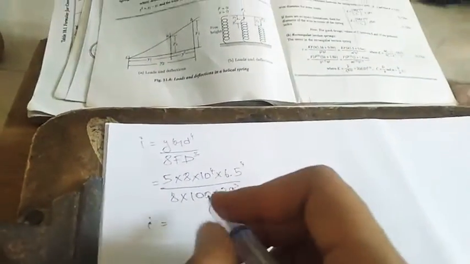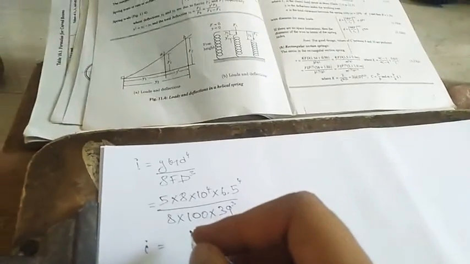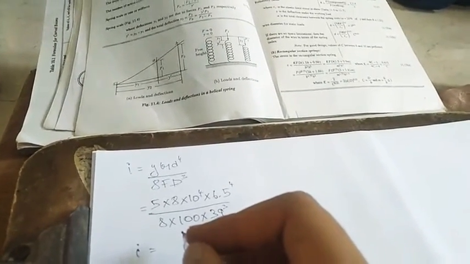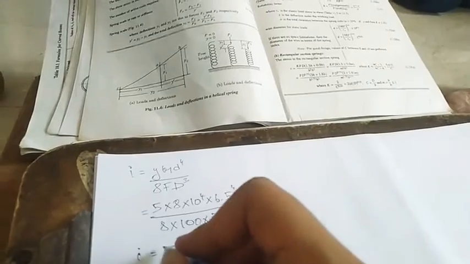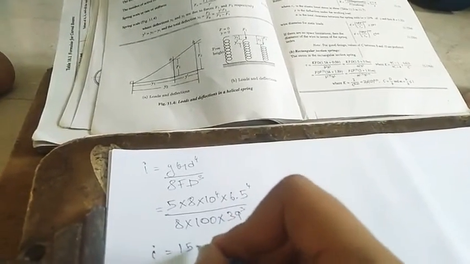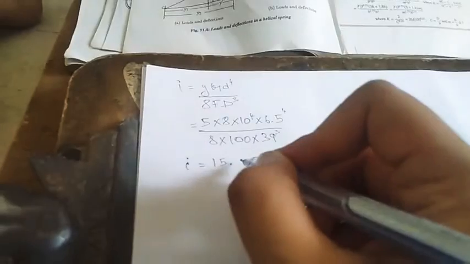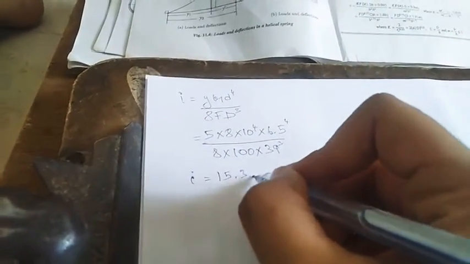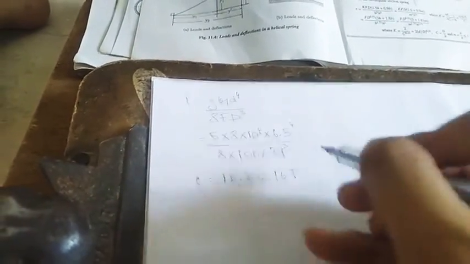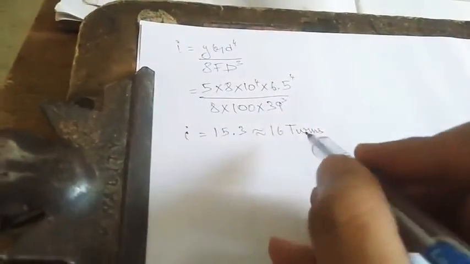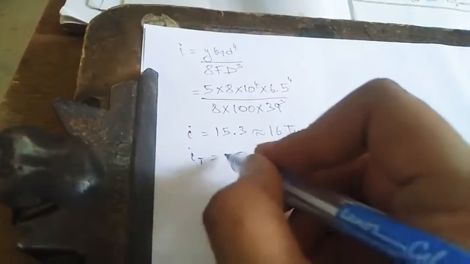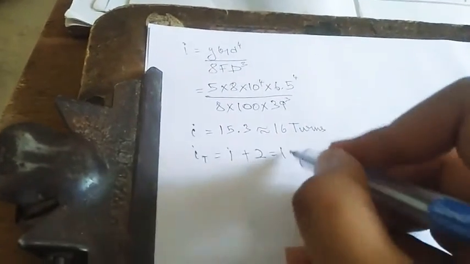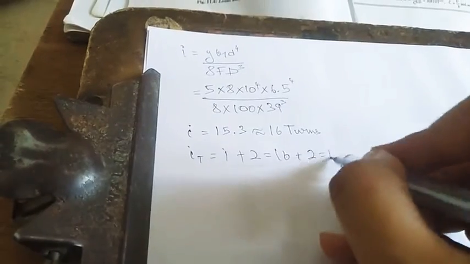So I will get the number of turns as 15.3, and we'll approximate this to 16 turns. Since we have got 16 turns, the total number of turns i will become i plus 2. 16 plus 2 is equal to 18 turns.